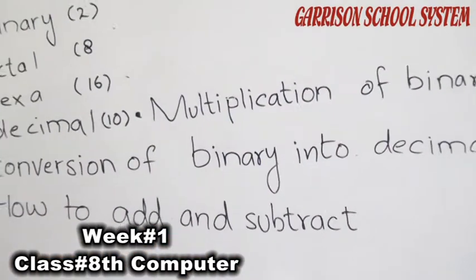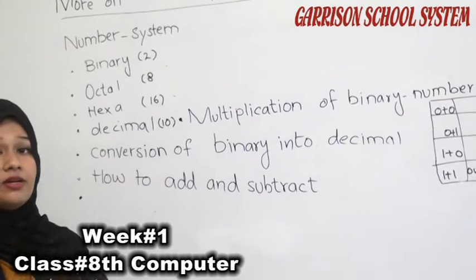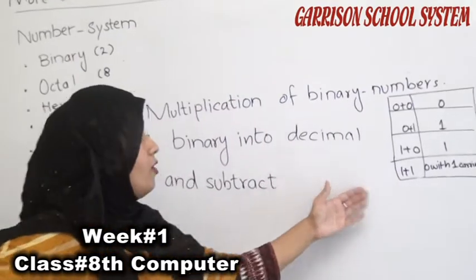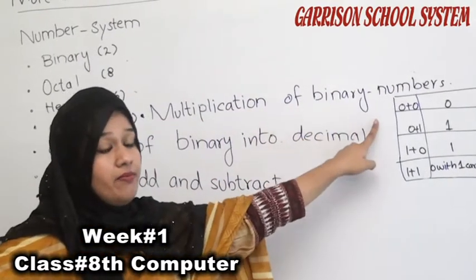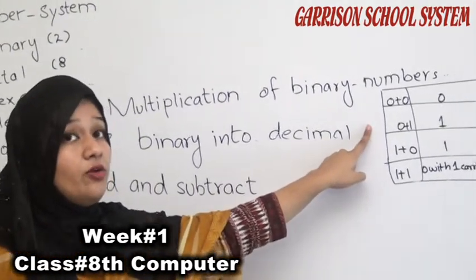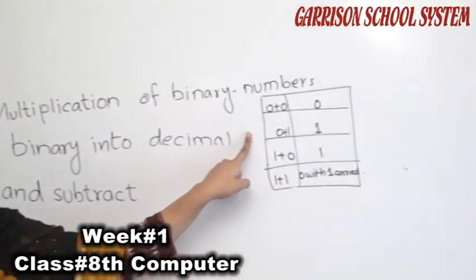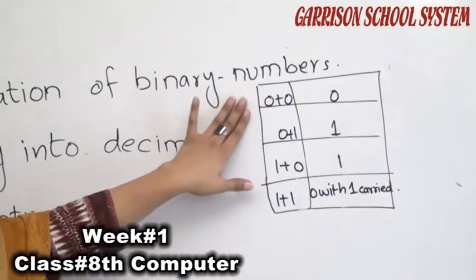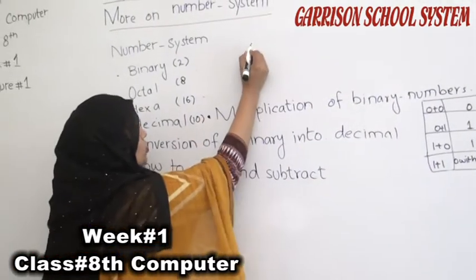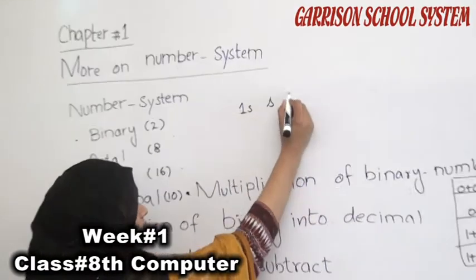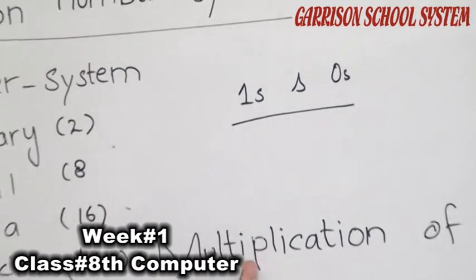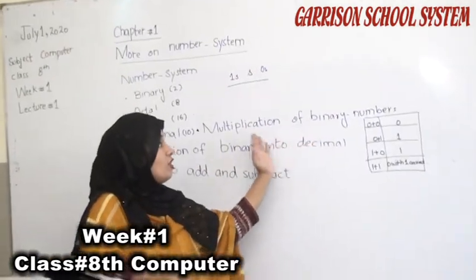When you learn about the multiplication of binary numbers, you must know the rules of multiplication of binary numbers. When you learn this rule, you can solve your questions easily. Okay. In this unit, you also know the computer only understands the language of ones and zeros. So when we understand the multiplication of binary numbers, you can solve this.